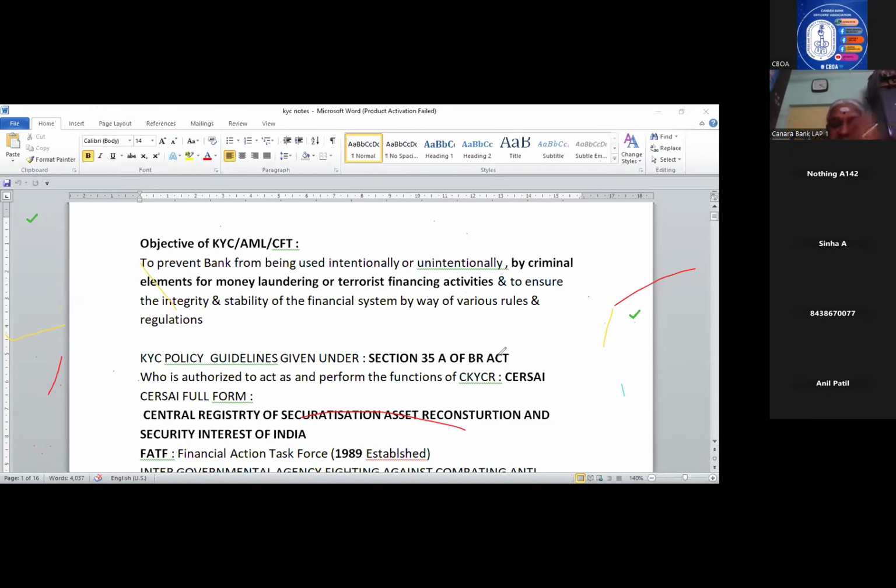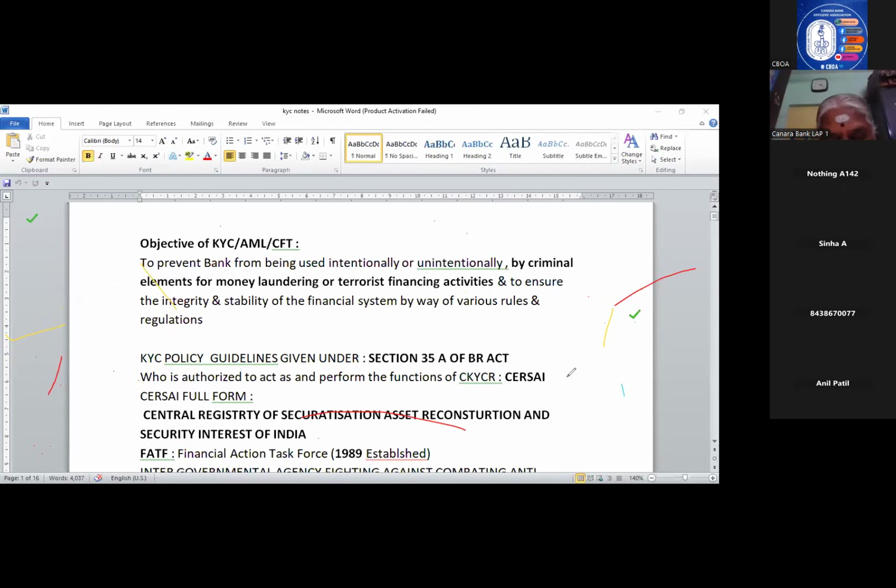Okay. Now, as per KYC, after uploading the documents we get from the customer, the documents go to CERSAI and they will create an ID, which is known as CKYCR. And CERSAI, all of you know, is an organization of RBI which maintains the Central Registry of Securitization, Asset Reconstruction, and Security Interest of India.